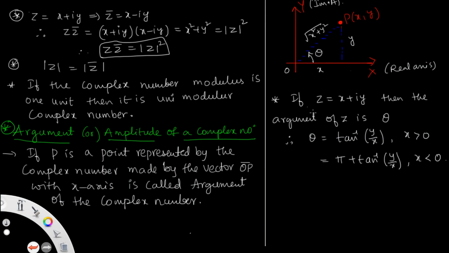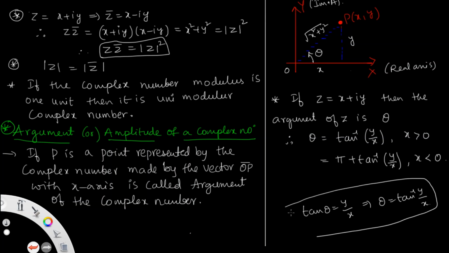So if z equals x plus iy, then the argument of z is denoted by theta, nothing but the argument or amplitude of a complex number. How to find theta: obviously this is x and this is y, so tan theta equals y by x. Therefore theta equals tan inverse y by x. This is the formula for finding the argument.